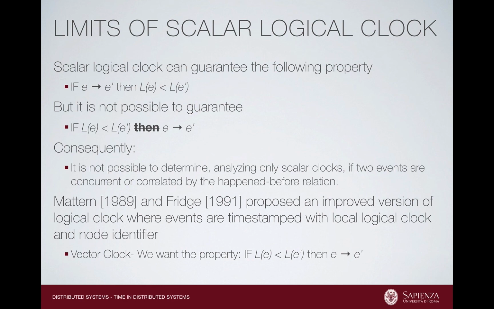So we need something more powerful, something that allows us to fully capture causality, a way to timestamp things in such a way that if we find an event that has a timestamp less than the timestamp of another event, then we can say that these two events are causally related. These are the vector clocks that we will explain in the next video.